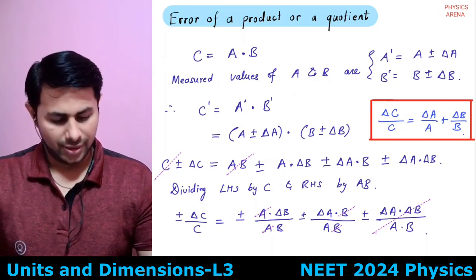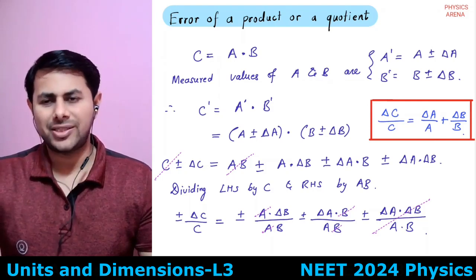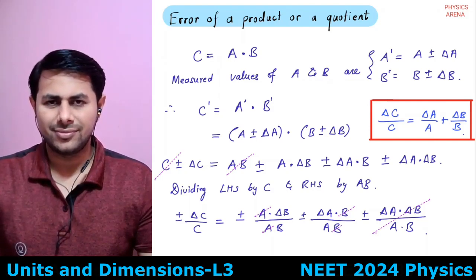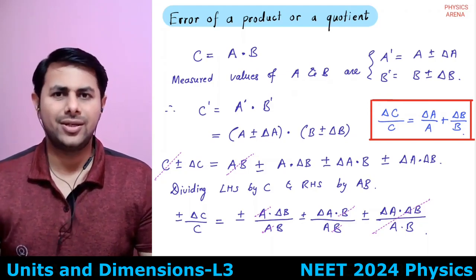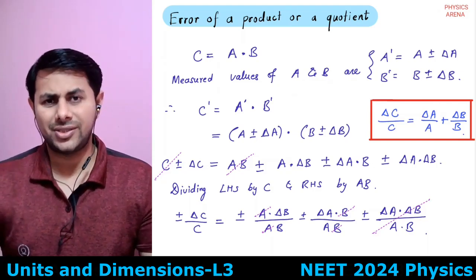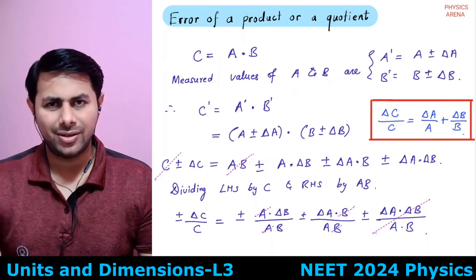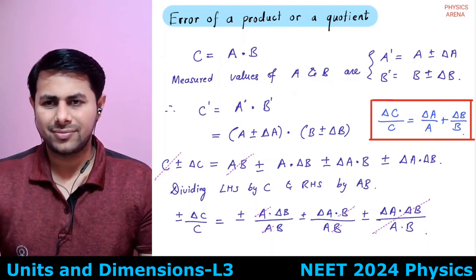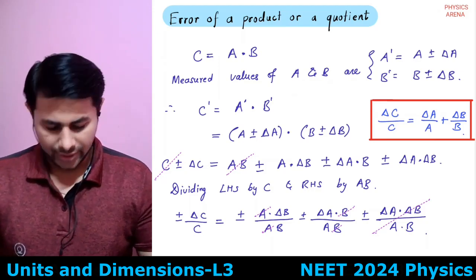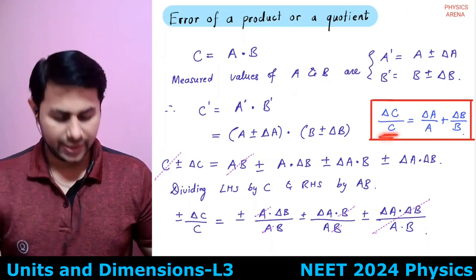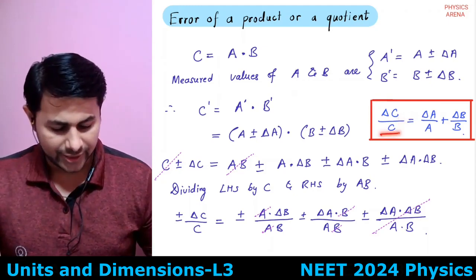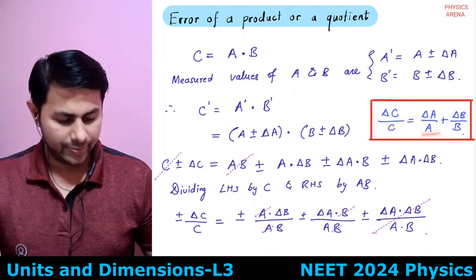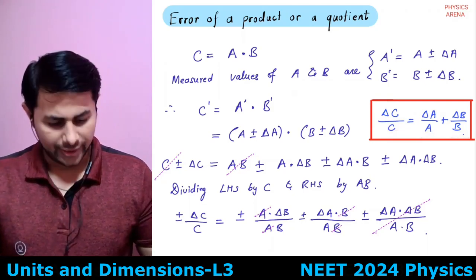All right. So what will happen to the percentage error then? If the relative error in the resultant is sum of relative errors in the quantities, that is, relative error in C is equal to relative error in A plus relative error in B, what will happen to the percentage error? We have to multiply by 100 everywhere. So I can equally say that, if I multiply everything by 100, I will get percentage error. So percentage error in C is equal to percentage error in A plus percentage error in B. Okay.